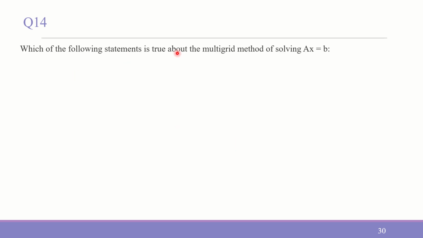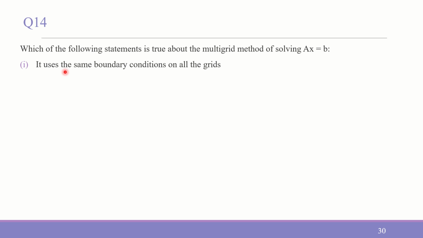Now we are into question 14. In question 14, which of the following statements is true about the multigrid method of solving Ax = B? So in the previous discussion we have seen that we will be solving multiple equations. We will be using multiple grids for the same domain and the same equation. But now we will see what statements are given over here.